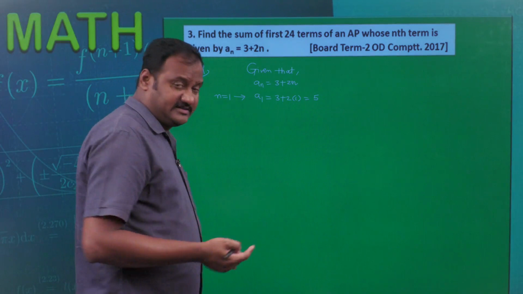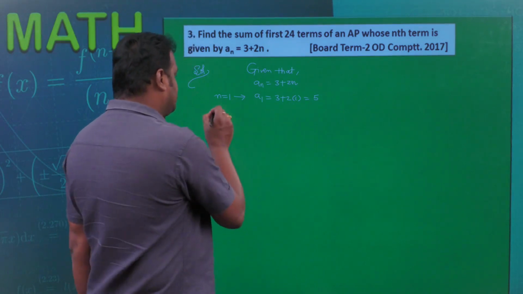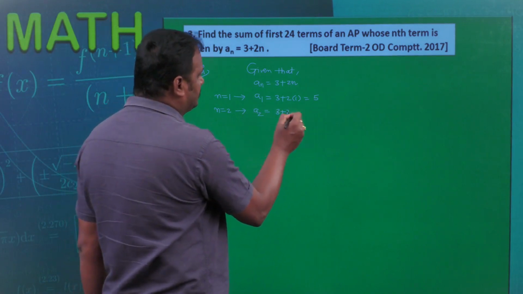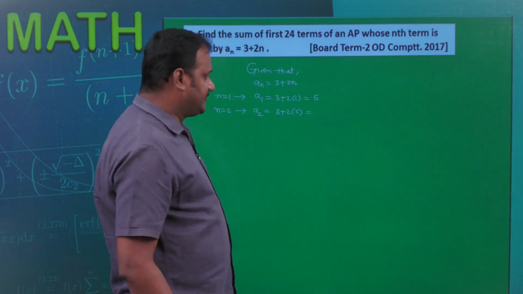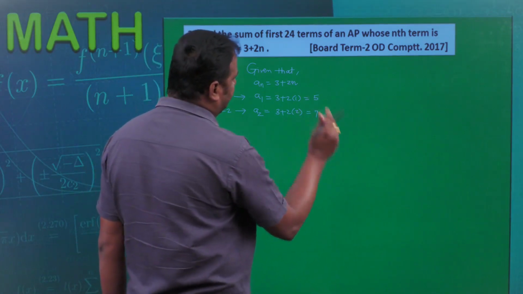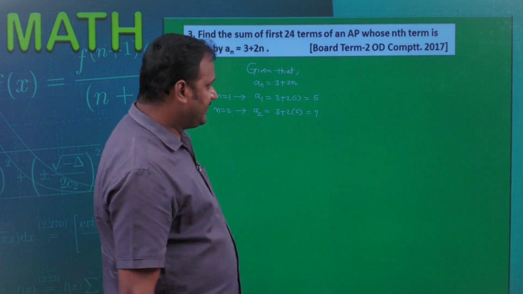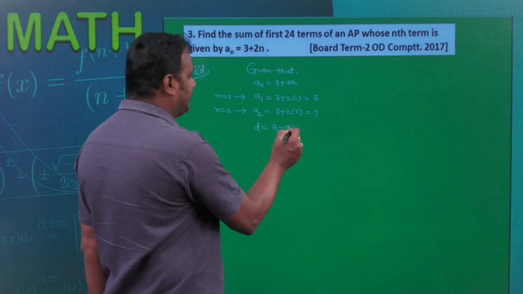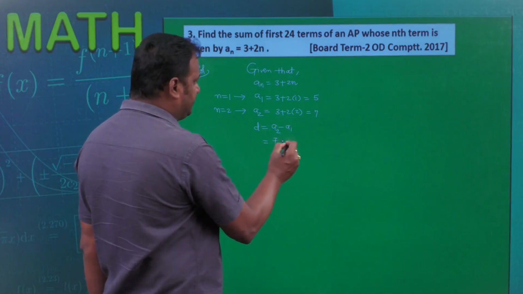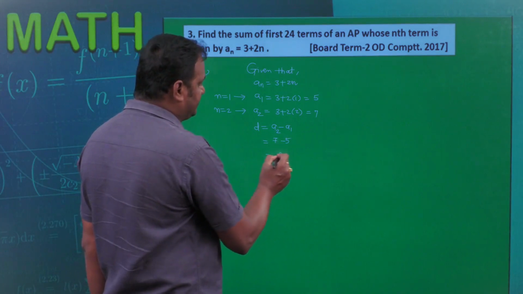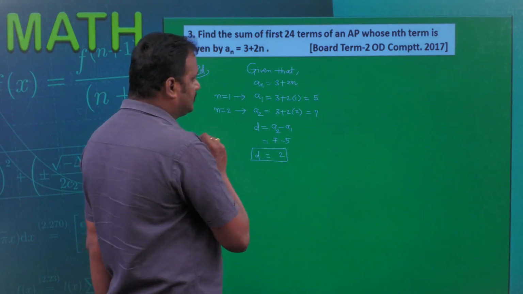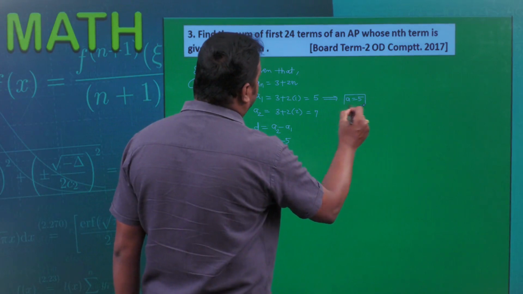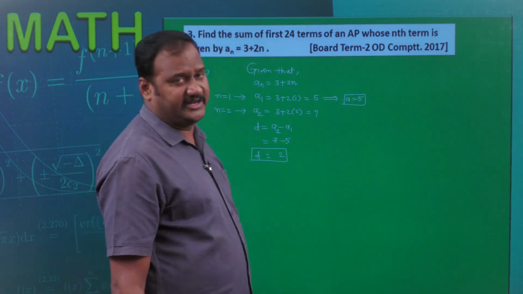So the first term of the arithmetic progression is equal to 5. I should find out the common difference. For that, I need the second term also. So I will have to substitute 2 in place of n. Then a2 is equal to 3 plus 2 into 2. 2 twos are 4. 4 plus 3 is equal to 7. So 7 is my second term. With the help of the first and second terms, I can find out the common difference. d is equal to a2 minus a1. So a2 is equal to 7 minus a1 is equal to 5. 7 minus 5 is equal to 2, the common difference. So the common difference is equal to 2 and the first term is equal to 5. With the help of these two, I think I can find out the sum of the first 24 terms of an AP.